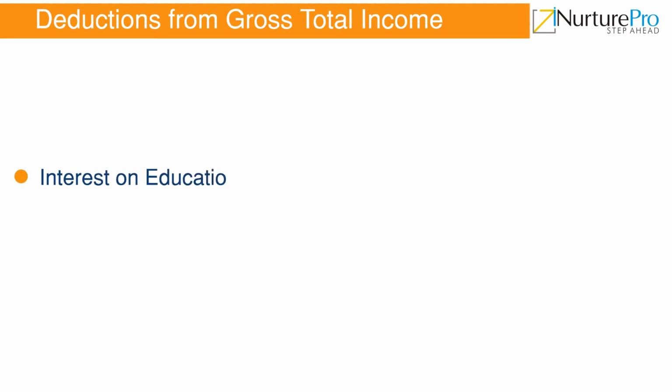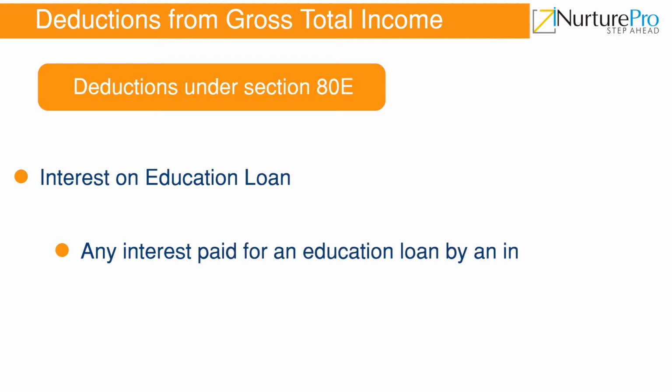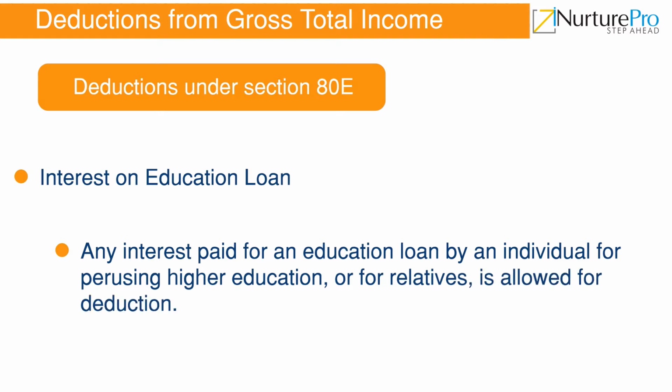Interest on education loan. Section 80E. Any interest paid for an education loan by an individual for pursuing higher education or for relatives is allowed for deduction. For example, an interest of Rs 50,000 on your education loan is deductible from your gross income.